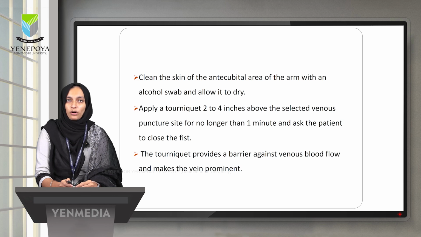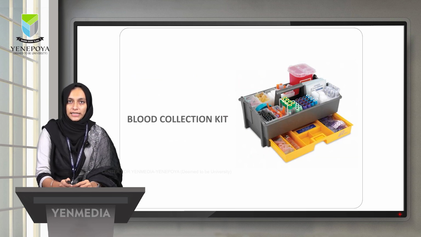Why do we follow this? Because we are pushing the bacteria from the center outward, because we are going to collect from that center area. We have to apply the tourniquet 2 to 4 inches above the selected venipuncture site for not more than 1 minute, and ask the patient to close the fist. The tourniquet provides a barrier against venous blood flow and makes the vein prominent. This is the blood collection kit with various vacutainers, needle, syringes, then all the tubes, discarding tube, etc.